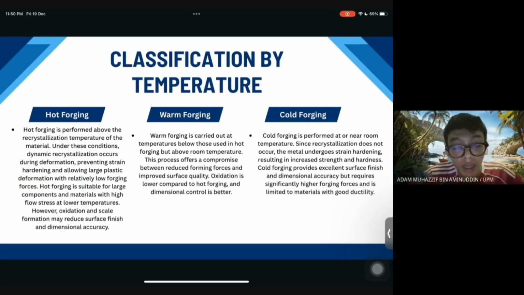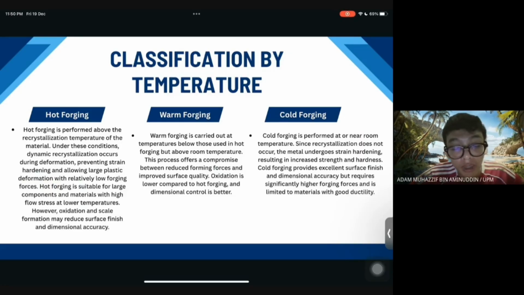In hot forging, the process is carried out above the recrystallization temperature. Under this condition, dynamic recrystallization occurs during deformation, which prevents strain hardening. This allows larger plastic deformation to take place with relatively low forging forces. Hot forging is suitable for large components and materials with high flow stress at lower temperature. However, oxidation and scale formation may reduce surface finish and dimensional accuracy.